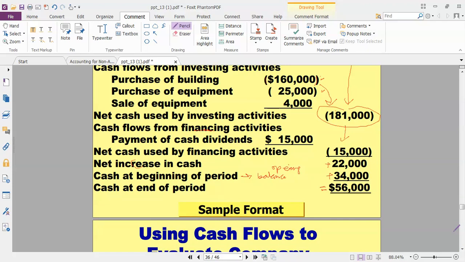So if you compare the format for direct and indirect, direct is easier compared to indirect. But indirect is the most popular method used by companies, right?